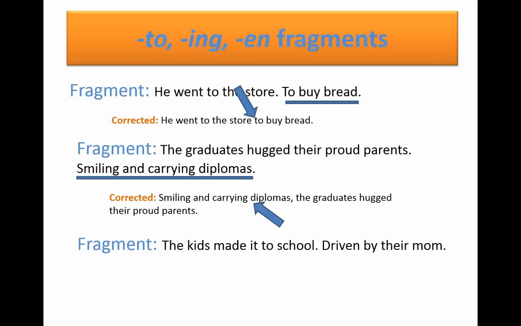This fragment, the kids made it to school, that's a complete sentence. Driven by their mom is a fragment. The kids were driven to school by their mom. Now we've just taken the two sentences and put them together, and now we have a complete thought, a complete sentence.